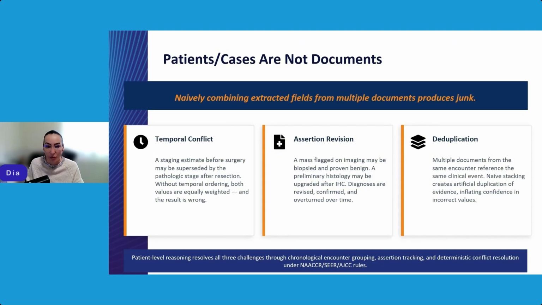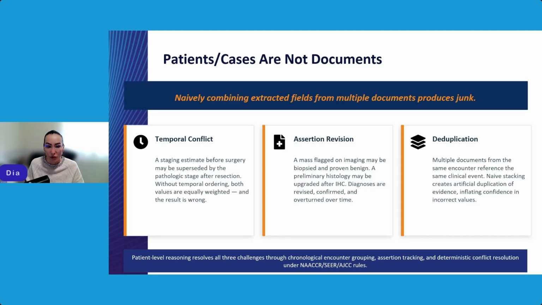A staging estimate made before surgery may be replaced by the pathology stage found after surgery. Without time ordering, both values look equally valid, but they are not, and the extracted field will be wrong. The second is assertion revision. A mass which is seen on imaging can be found benign after biopsy. Or a diagnosis can change, getting confirmed or corrected over time. The system must track these changes, not just read the first document it finds.